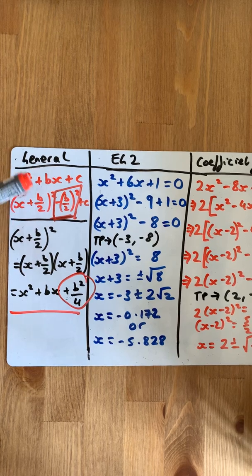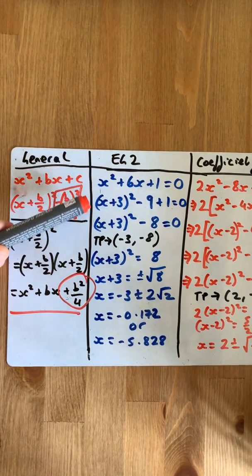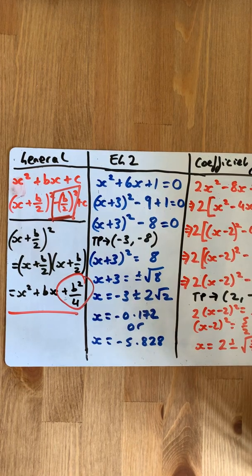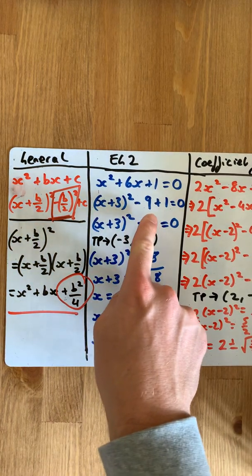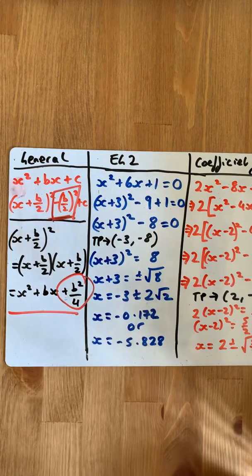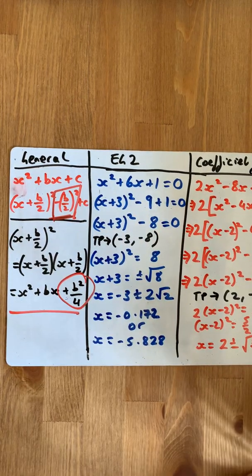Remember, we're going to halve our number. So x plus 6 is going to become x plus 3, all squared. Now, remember, we need to lose the 3 times 3 element. So we need to lose minus 9. The plus 1 is still there. Tidy these two up a little bit, we get x plus 3 squared minus 8 equals 0.